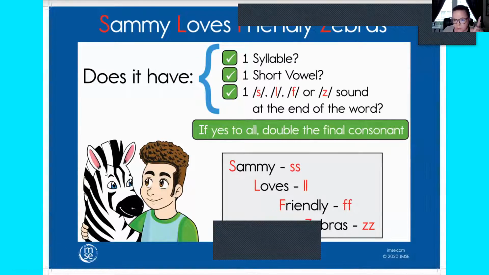Does it have one syllable? Does it have one short vowel? Does it have the S, L, F, or Z sound at the end? This one teaches Z. I know Take Flight doesn't, but if yes to all, double the final consonant, right? And then there's this mnemonic, Sammy loves friendly zebras. Take Flight doesn't have that. They use the floss rule. So you can use the floss rule instead if you wanted and talk about the word floss.